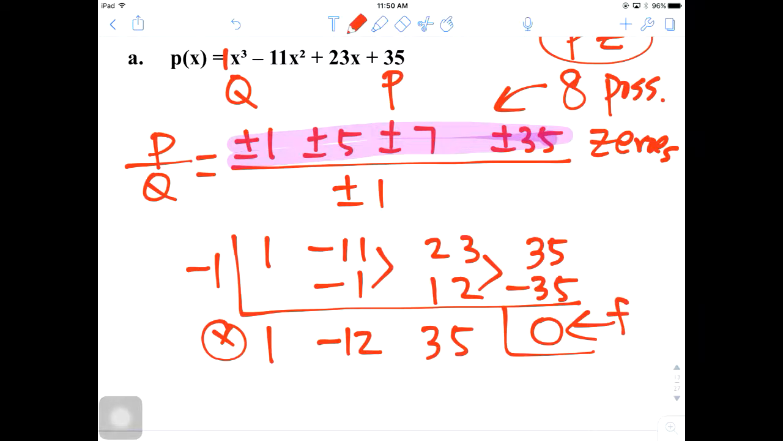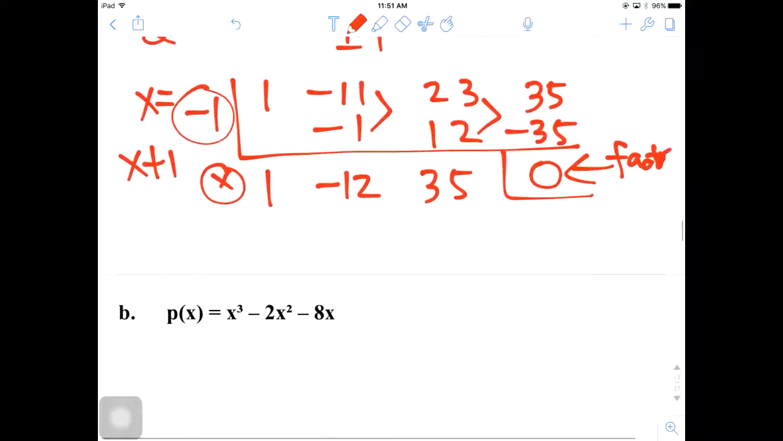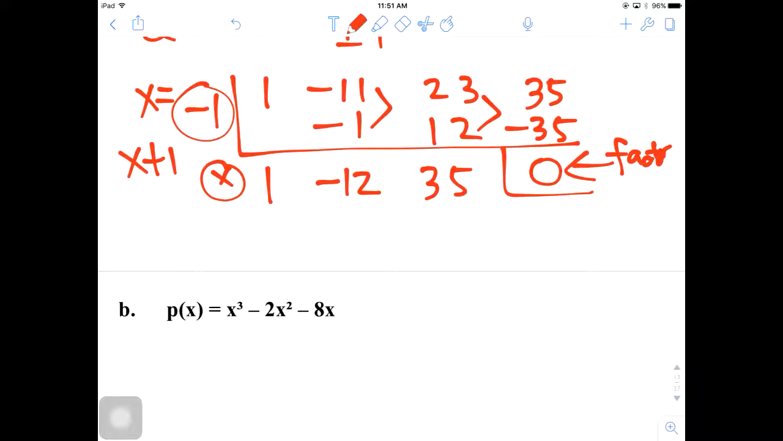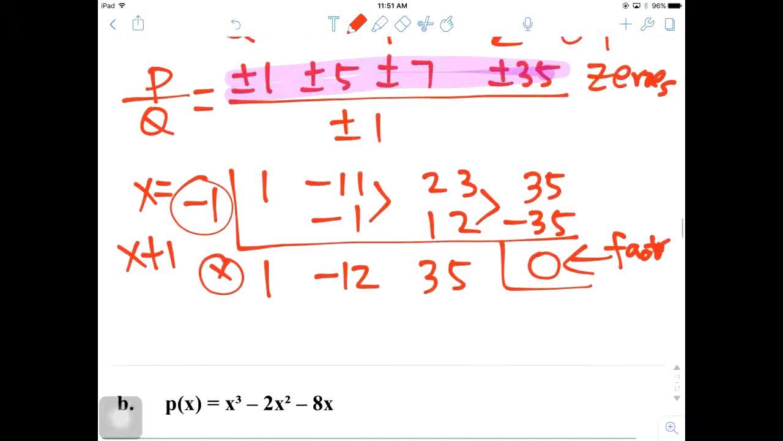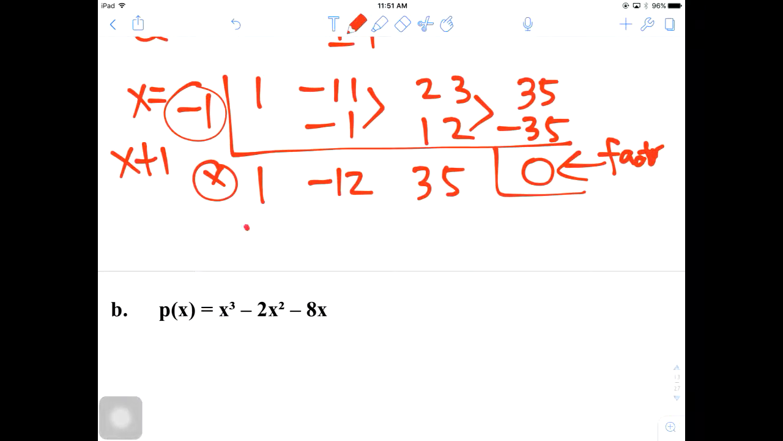So we do have x minus 1, x plus 1. The factor form is x plus 1, but the zero form is x equals negative 1. So we have 1, 0 so far. And we're going to rewrite the rest of the polynomial by reducing the degree.